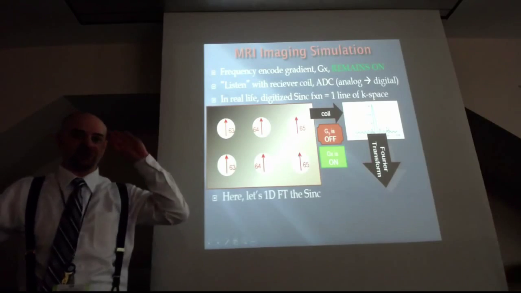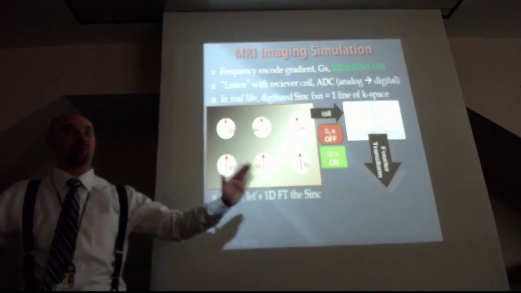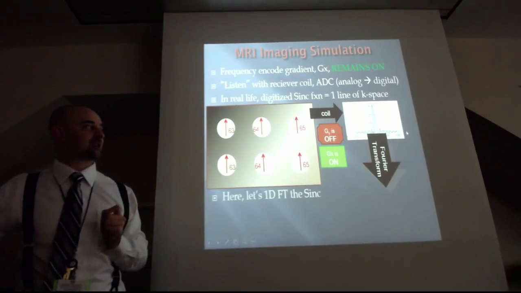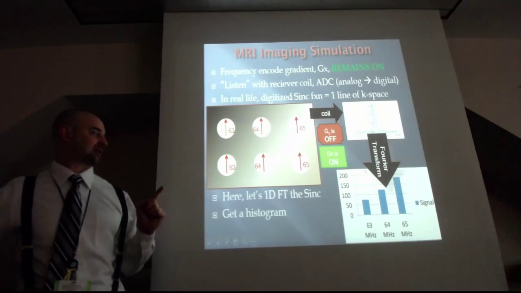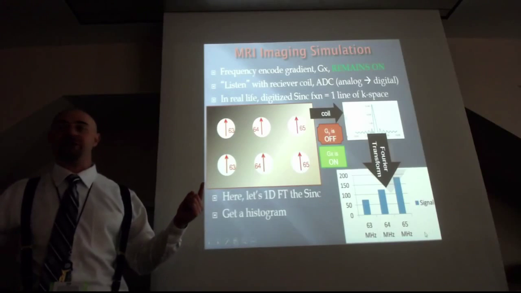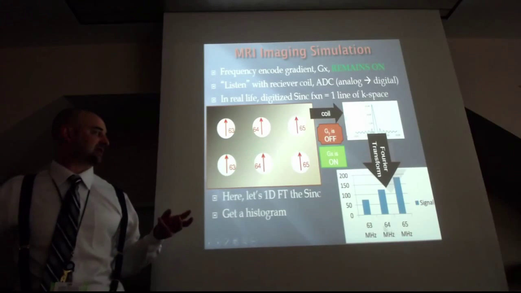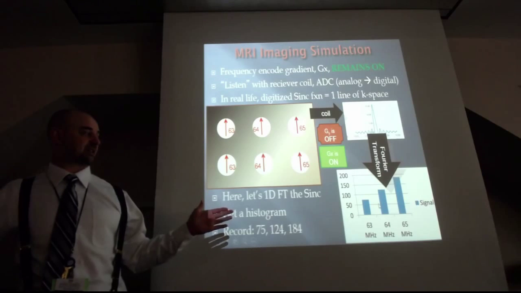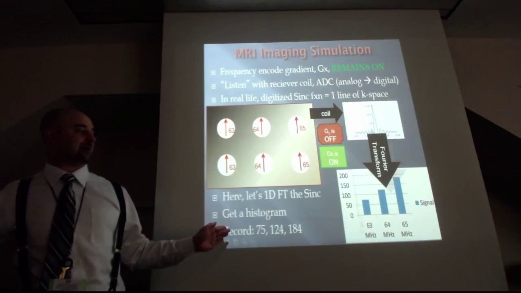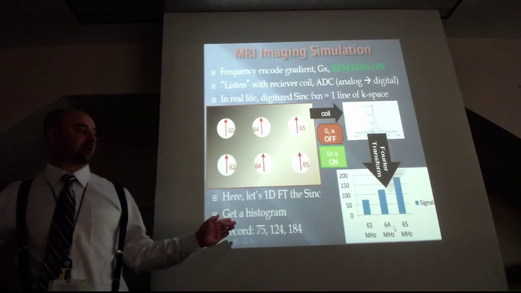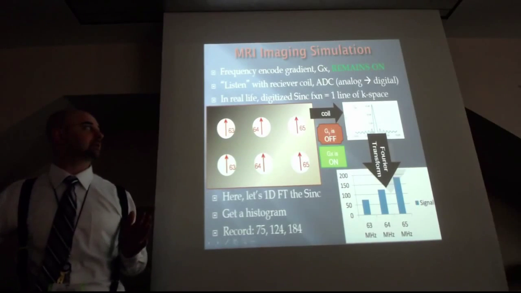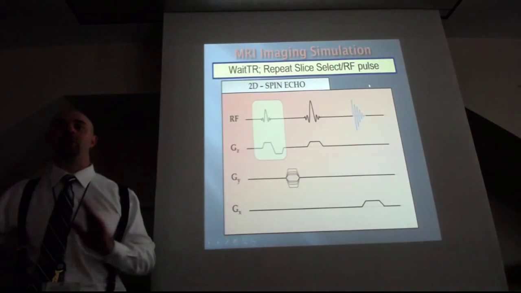Here is the complete disconnect from reality, what we do not do in real life, but for our purposes today, we're going to Fourier transform this individual sinc function, and then plot the magnitudes as a histogram versus fundamental frequency. This is our result. Now we're going to write these numbers down. On the left side of the image, we got magnitude values of 63, 75, 124, and 184. Done. MR experiment number 1 completed.